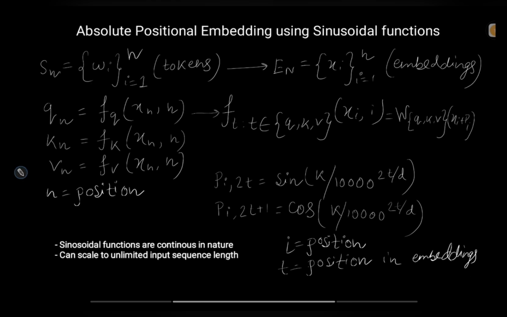I hope these are a few of the benefits we get when using a sinusoidal function: it is continuous in nature and can scale to any input sequence length easily. This is because of the continuous nature of sinusoidal functions. This is one type of positional encoding, which comes directly from the Attention Is All You Need paper.